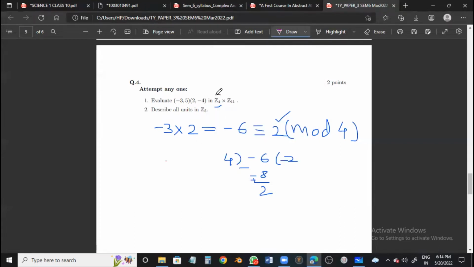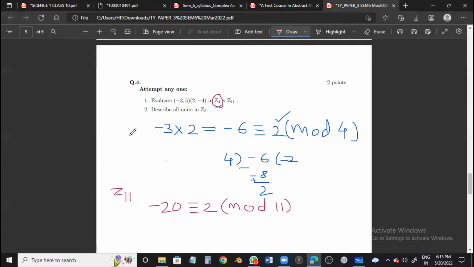What I did? I just talked in Z4. Now let me go to Z11. In Z11, what is going to happen? 5 4s are 20. You have minus 20 here. And minus 20 is congruent to what under 11? I want it to be 22, then it is divisible by 11. So let me have only 2. Minus 20 is congruent to 2 modulo 11. I suppose you are getting me.